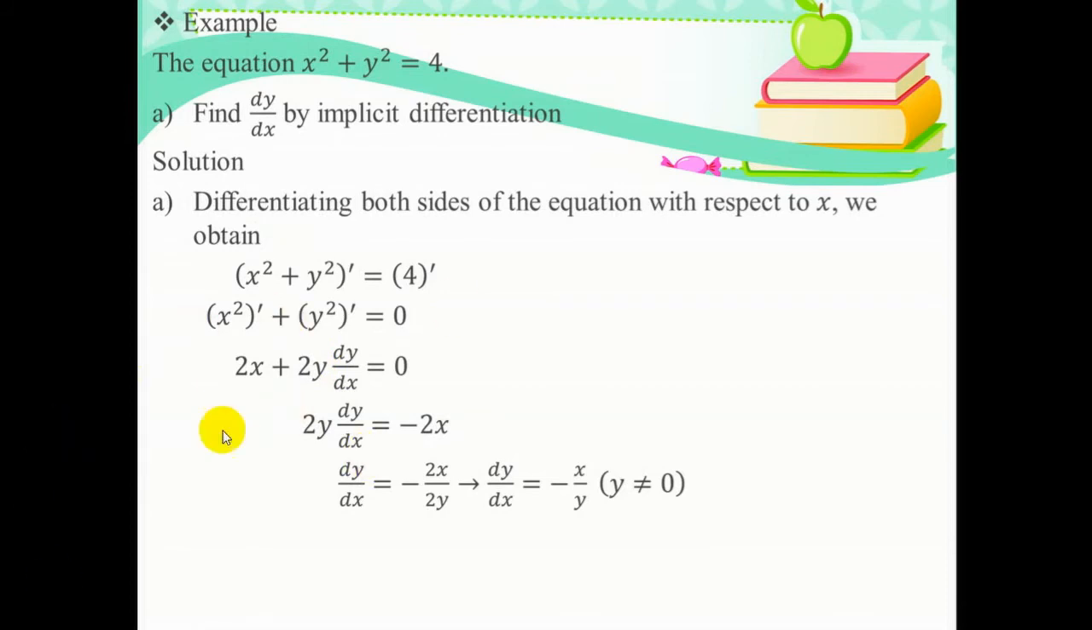So 2y times dy over dx equals minus 2x. So dy over dx equals minus 2x over 2y. So you can cancel them, and the result will be dy over dx equals minus x over y. Okay, I think you understand how to find y prime, or the first derivative, by implicit differentiation.